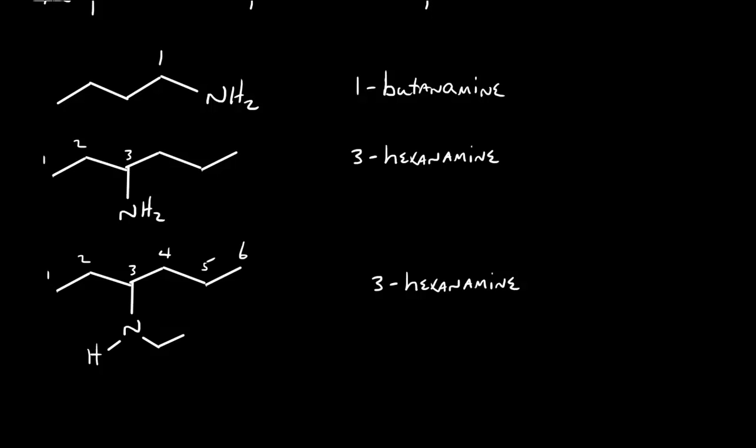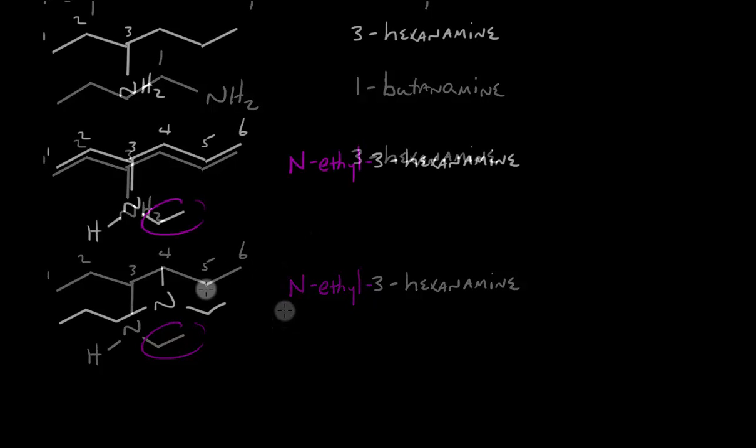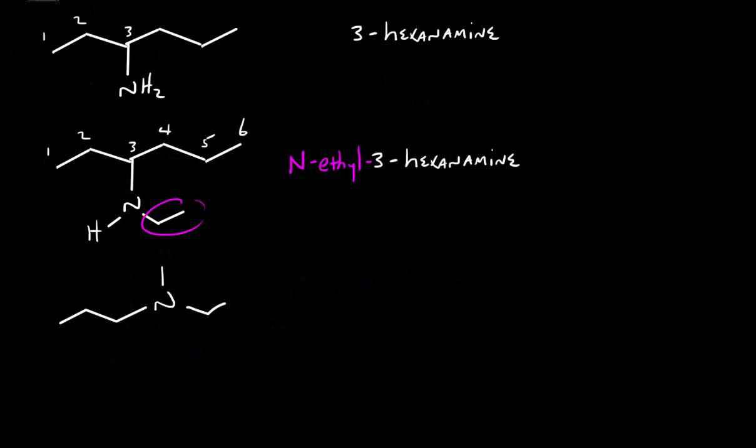The only thing that we have to do is include this ethyl group right here. And the way that we include the ethyl group, since it's not part of the parent, is to indicate that it's attached to the nitrogen. The way that we do that is we include this N designation. So this is going to be an ethyl group, and it's attached to the nitrogen. We indicate to the reader that this is an ethyl group attached to the nitrogen with this N designation.